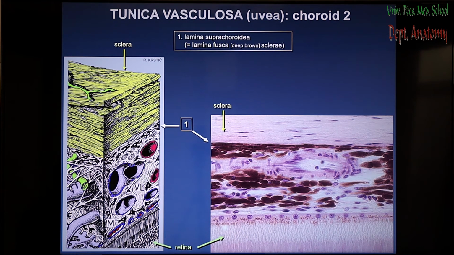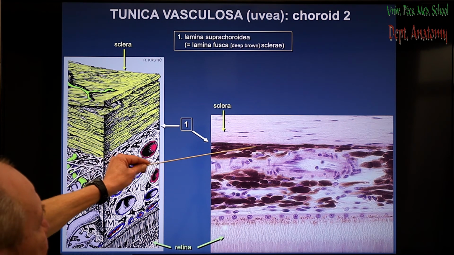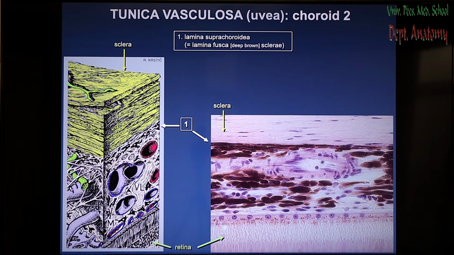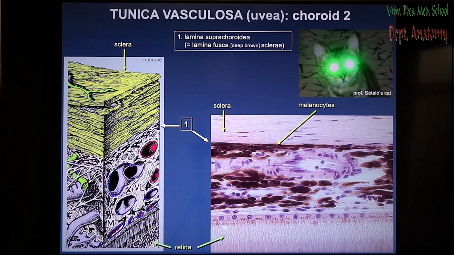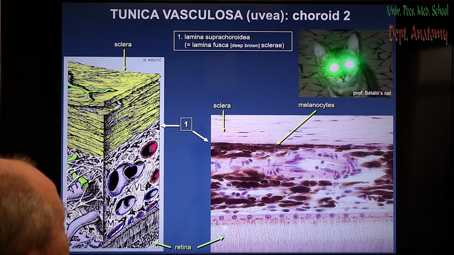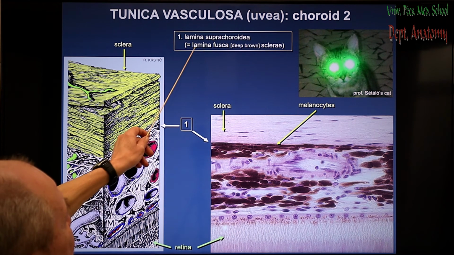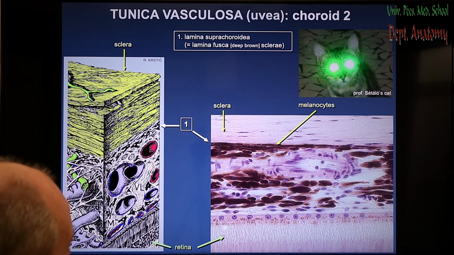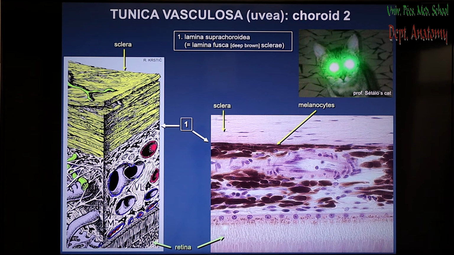It has several layers you should know and you should recognize on the histological slides. The first layer lies just deep to the sclera, and as you can see, it is full of melanocytes. This is called the lamina suprachoroidea. This is quite a controversial name because supra means above, so it tells you that it's a layer above the choroidea. The other name is lamina fusca sclerae, again indicating that it rather belongs to the sclera than the choroidea, but we describe it as the first layer of the choroidea.